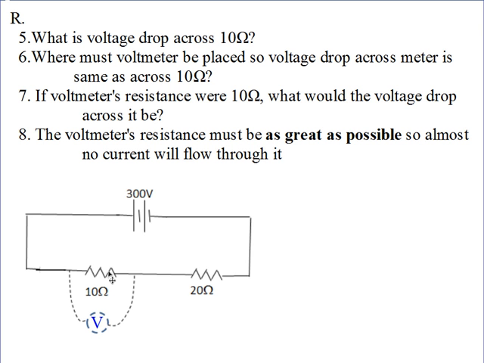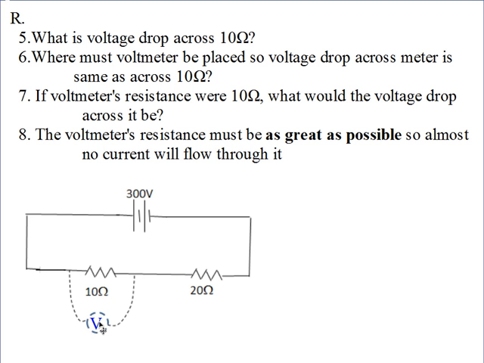But again, if the voltmeter had a resistance of, say, 10 ohms, then the equivalent resistance here would become 5, and the circuit would have 25 ohms instead of 30. The current flowing would be different. So instead of 10, the current flowing would be 12. It's not good. When I put this in, I don't want to change the circuit.